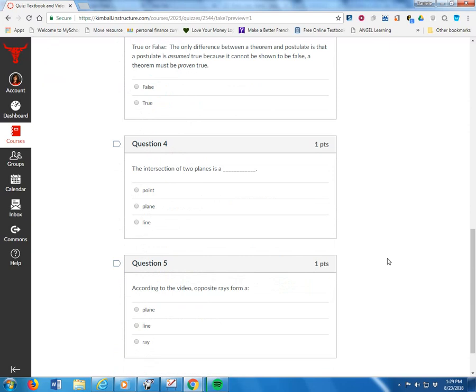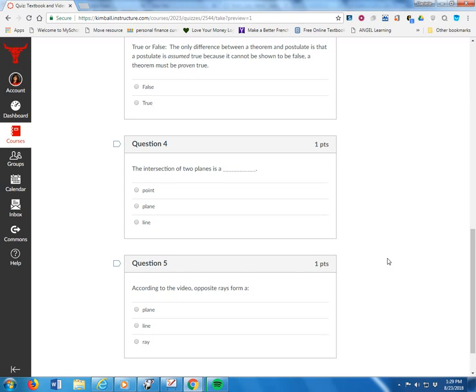assumed true and a theorem must be proven true. You're going to learn a lot about proofs in this class, and we're going to have postulates that are given to you as fact because there's no way to prove them. So you just have to assume that they're true. You're going to use those postulates then to prove theorems true. So this is true.